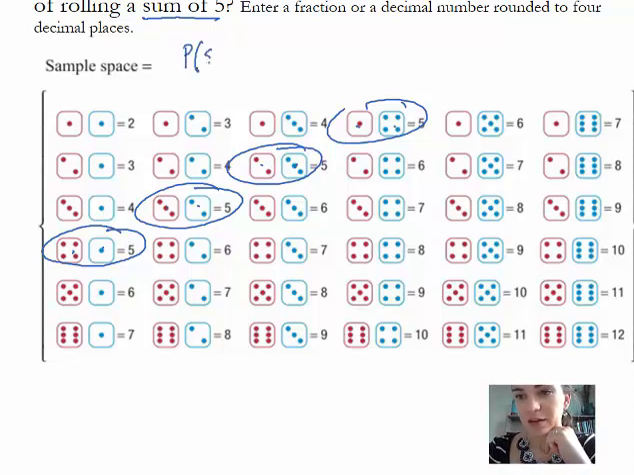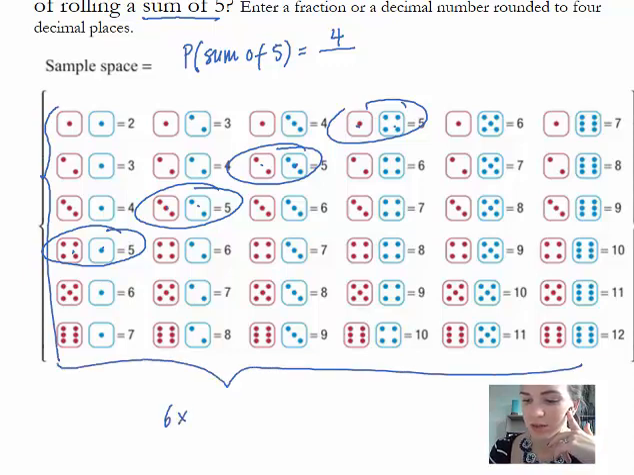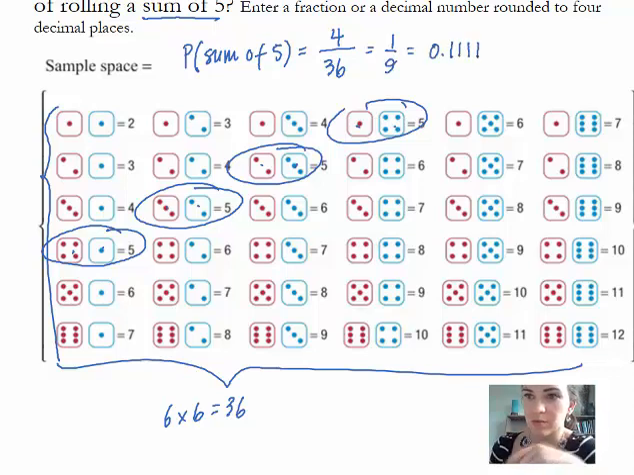So the probability of getting a sum of 5 is simply these 4 opportunities to get a 5 divided by the total sample space, the size of the possible ways to roll. There are 6 ways in the rows and 6 in the column, so 6 by 6 means 36 possible options. If you don't believe me, count them. 4 out of 36 is 1 out of 9, or 0.1111 to 4 decimal places.